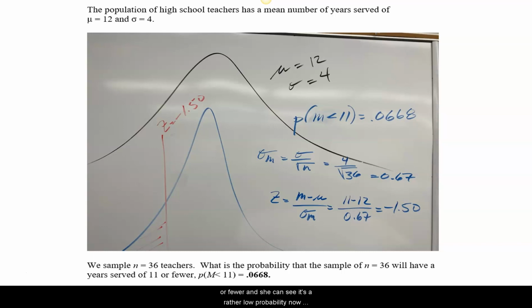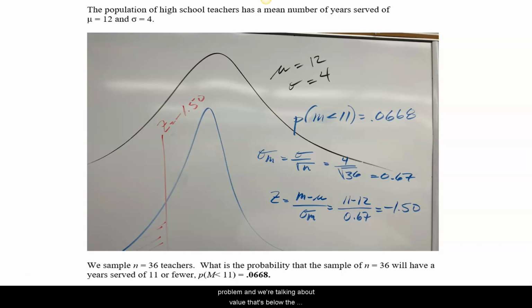And as you can see, it's a rather low probability. Now, again, 11 is close to 12, isn't it? I mean, 11 and 12 seem like neighbors, but the probability that the mean among those 36 teachers is 11 or less is rather low. And now, where did that come from? Well, first I calculate the standard error, 4 over the square root of 36, for roughly 2/3, 0.67. And then I calculate my z-score, 11 minus 12, divided by 0.67. I just sort of rounded it up and called it -1.5.